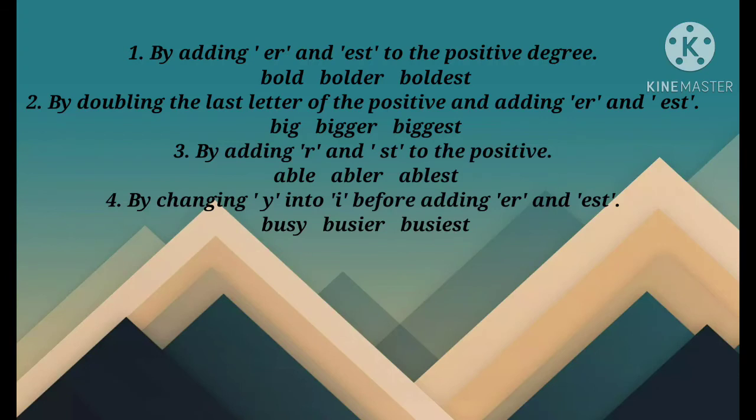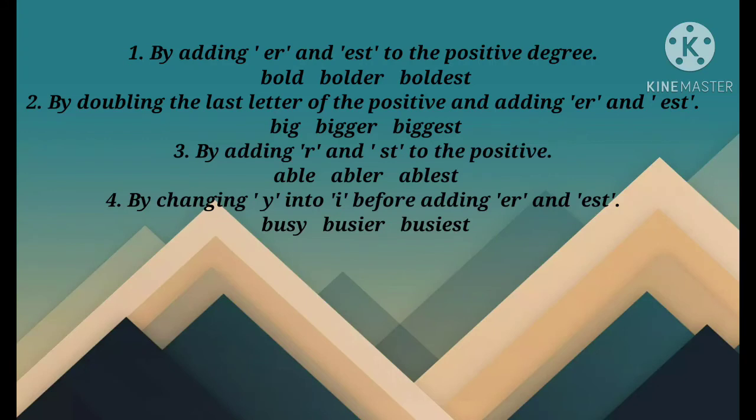Then by adding R and ST to the positive degree, single R or ST, like able. Able is positive, and because E is already given, to form comparative degree we add R only. So abler, and for superlative degree we add ST, ablest. So able, abler, ablest.